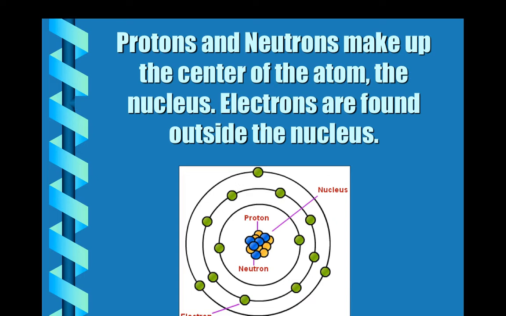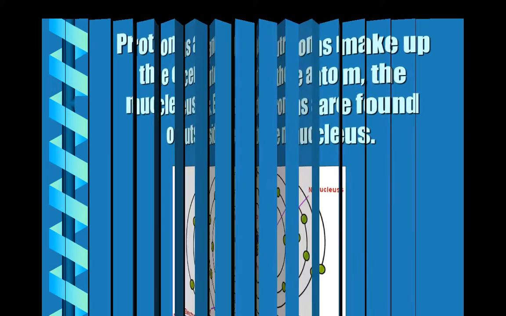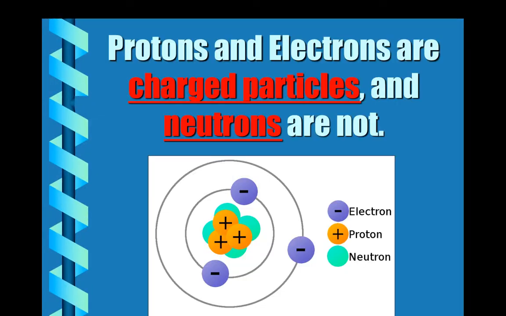All right, so protons and neutrons make up the center. We know that. We're all up in here with our protons and neutrons. And electrons are flying around the outside in the electron cloud. Protons and electrons are the charged portion, with neutrons being neutral. So once again, we should know this. This would be like lithium, for example.